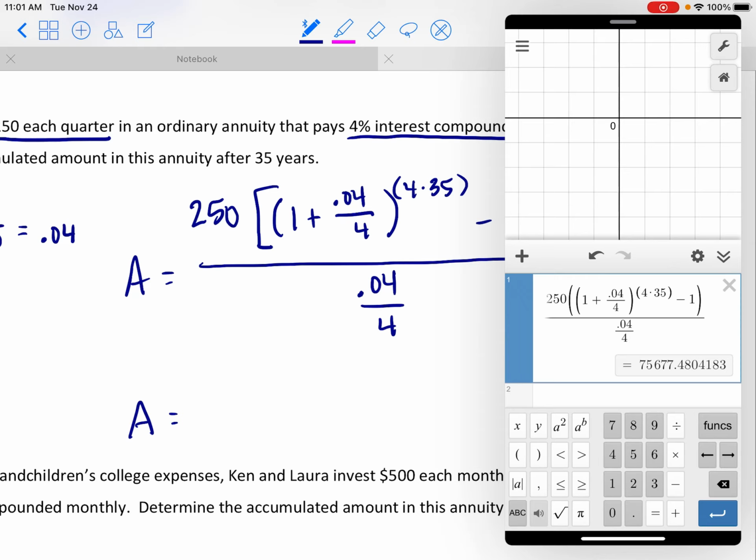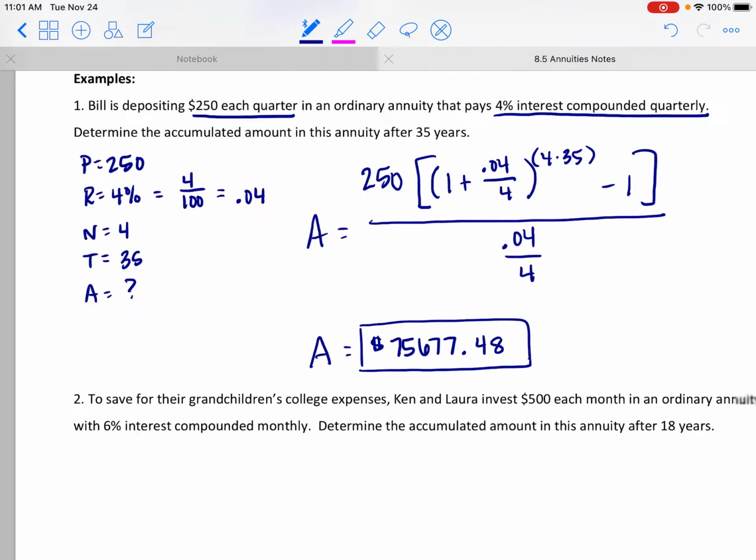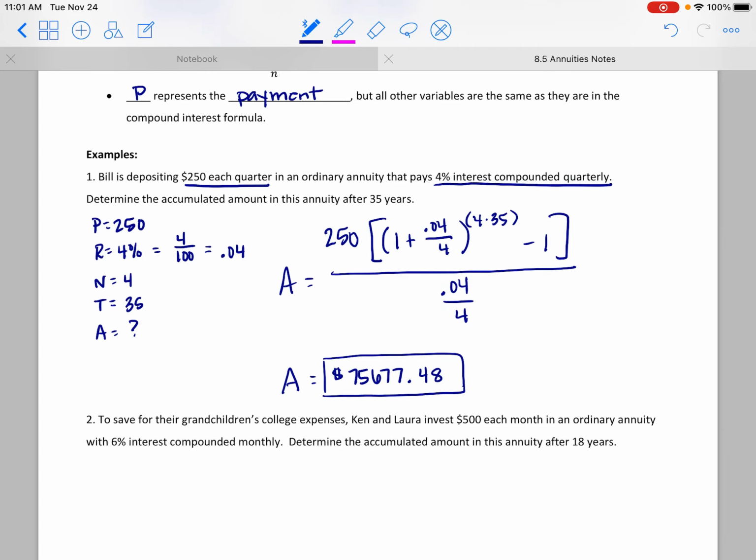35 years. At the end of the 35 years, we'll have saved, well, Bill in this case will have saved $75,677, and because this is money, we're going to round to the hundredths place and say 48 cents. Okay, so the final accumulated amount for making these $250 payments quarterly, that's 4 times a year. After 35 years, you got a pretty good chunk of change saved up there.